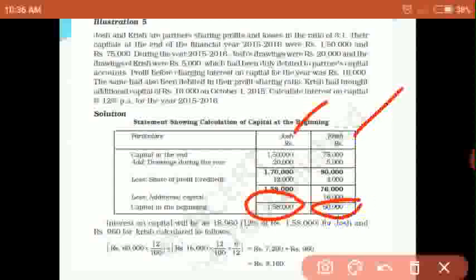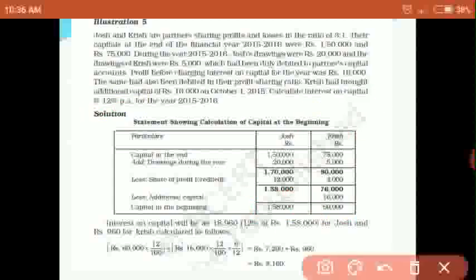So how to calculate interest on capital? The interest on capital rate is given. What is the rate given? See, interest on capital rate is 12%. Interest on capital you have to calculate on opening capital, and if additional capital is given, you have to add interest on the additional capital also.